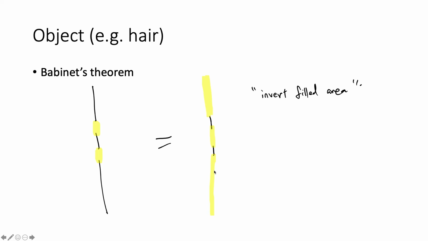So it's equal to this blank space, something blocking it, blank space, something blocking it, blank space. So essentially you are inverting the field area. By that, you can understand the diffraction pattern or interference pattern of an object.